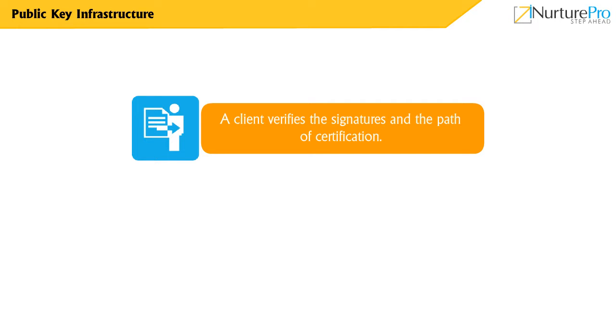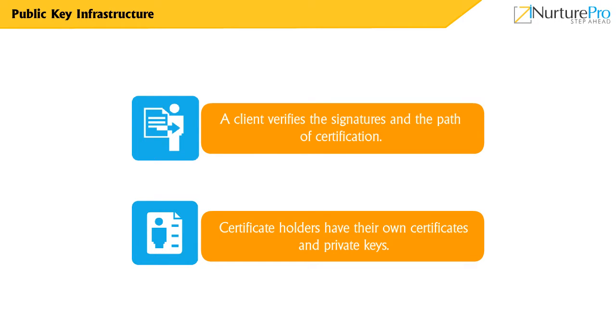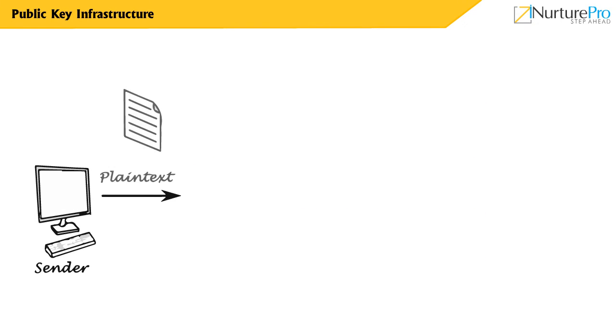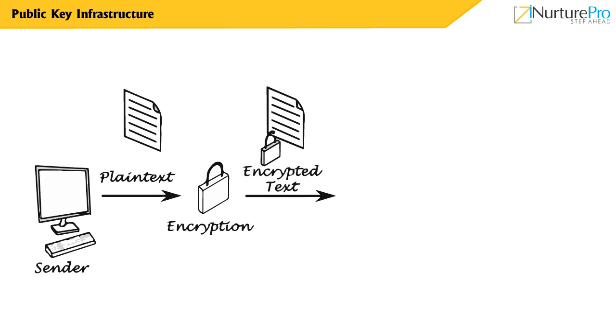When a client has a browser-trusted certificate, the client verifies the signature and the path of certification. In contrast, certificate holders have their own certificates and private keys. Plain text is the original message which is transmitted from the sender to the receiver in a plain format. Encrypted text is the unreadable form of plain text.